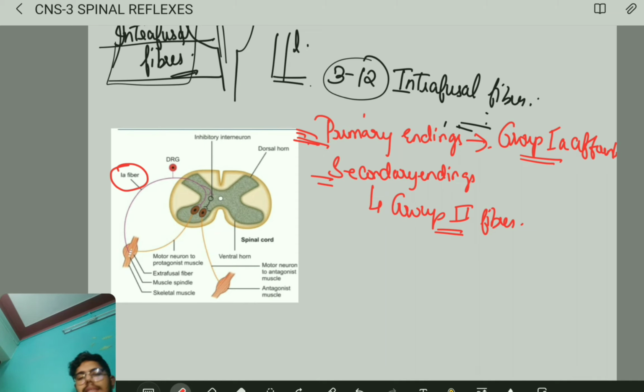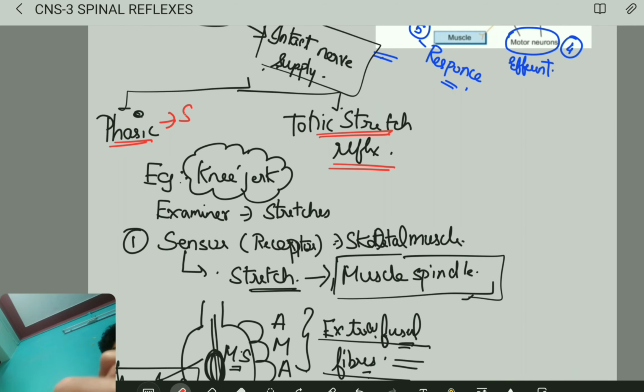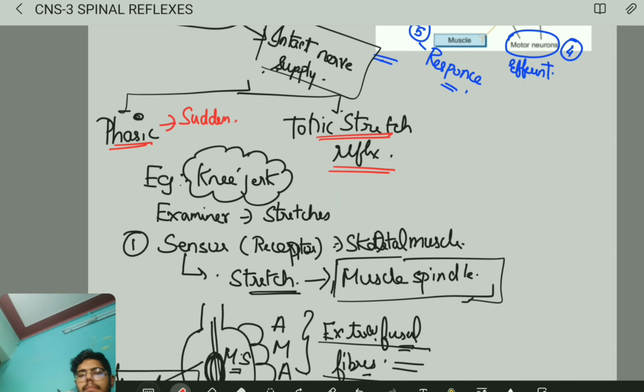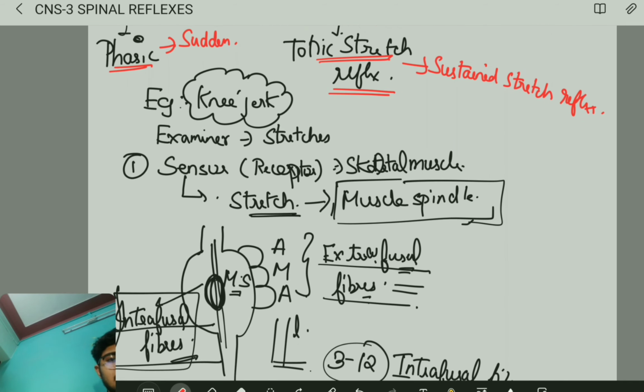Phasic itself is a sudden stretch reflex, so the stimulus is a sudden stretch. Tonic means sustained, so it is a sustained stretch reflex. This is the basic concept. Here in phasic, it is mainly 1A fibers that we discussed.